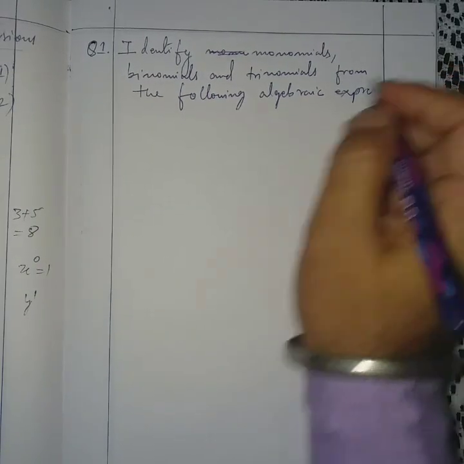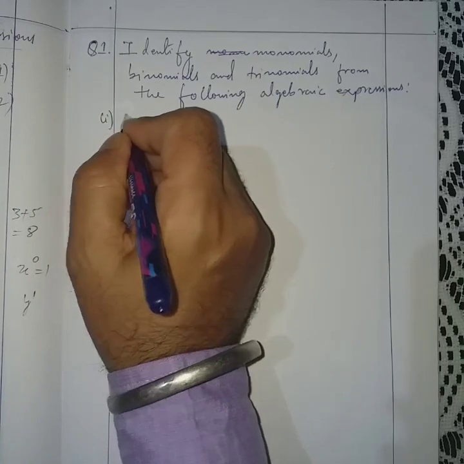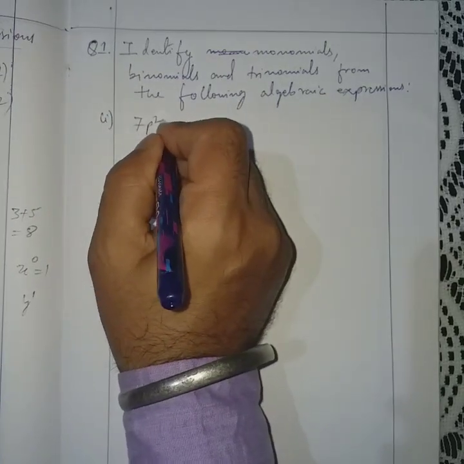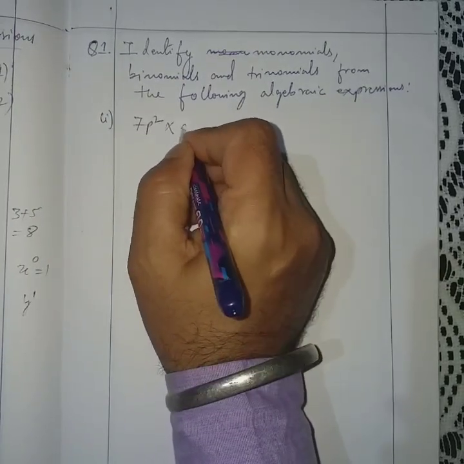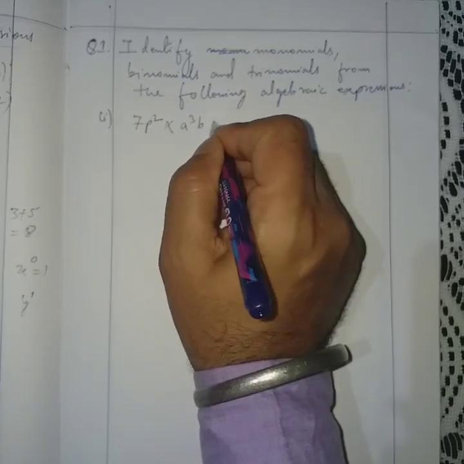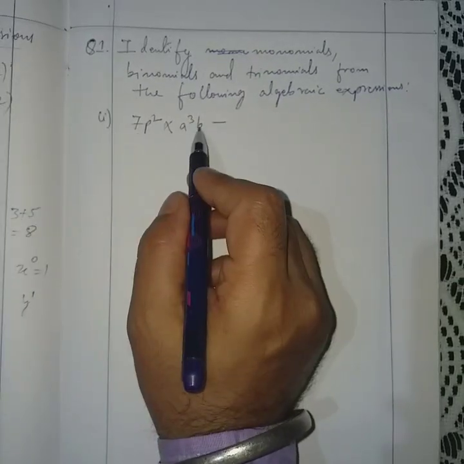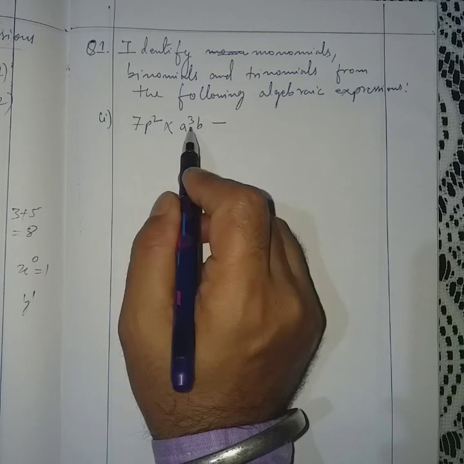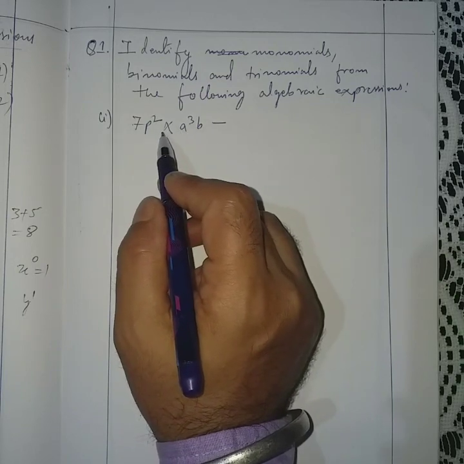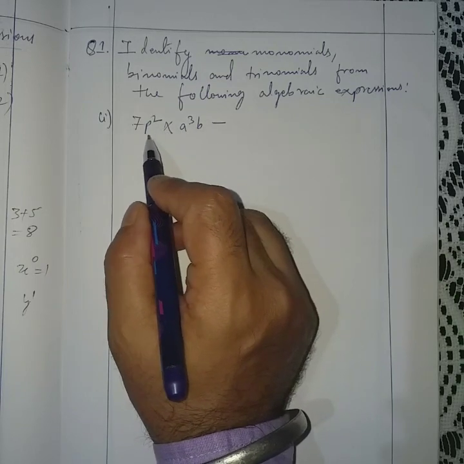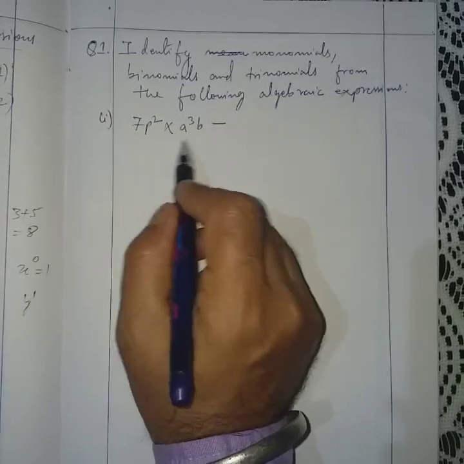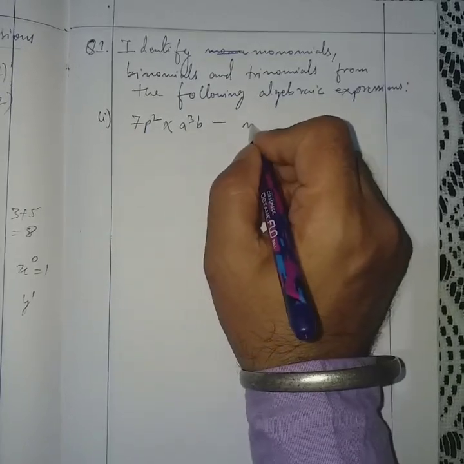Okay, now number 1, 7p square into a cube b. Okay, this one is a monomial. Since we know that terms are separated by plus and minus, but here we see into is there, therefore this is one term only, this is a single term, so it is a monomial.